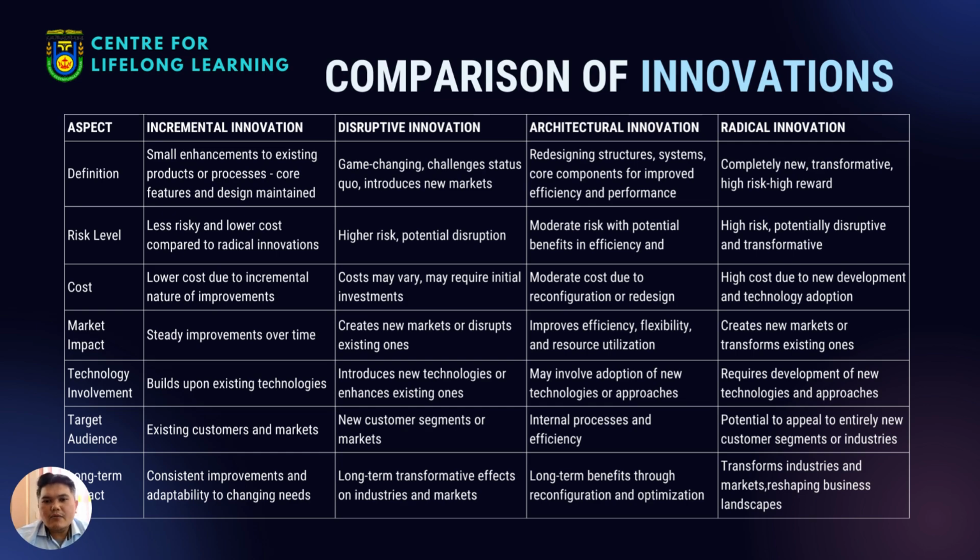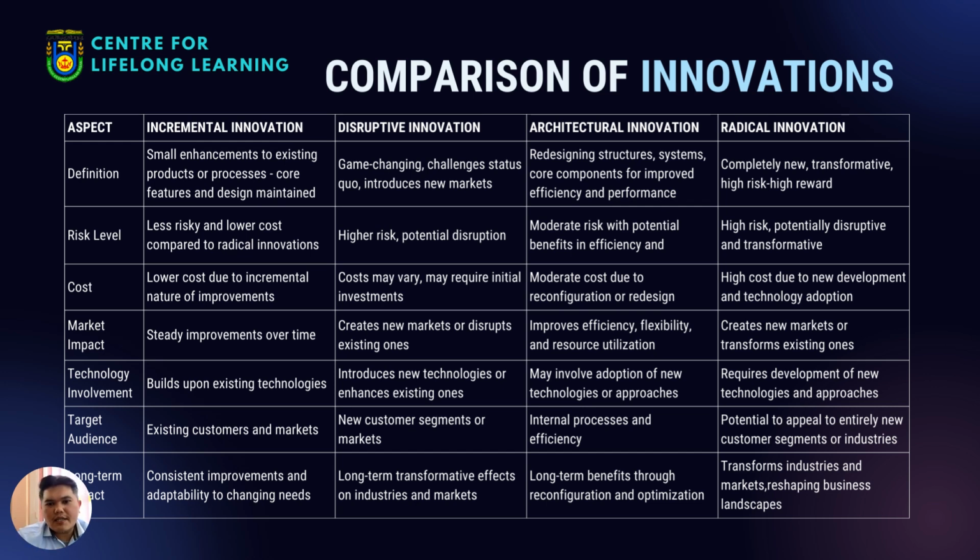And the third one is architectural innovation. We see that it is about redesigning structures, systems, and core components to improve efficiency and performance. This is always happening at the workplace. For example, we innovate the system. We used to have a punch machine when we came to the office. Now it is being replaced by just a thumbprint. So that is what we consider as architectural innovation, in which the system is being changed into a different kind of innovation.